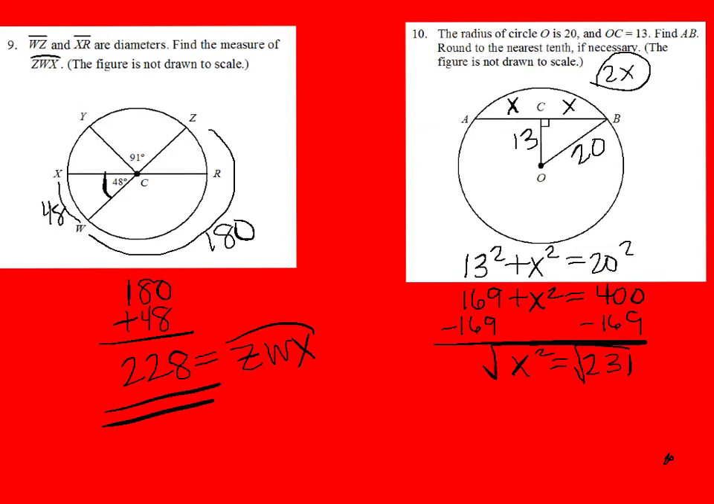So using my calculator, I get x is 15.19. So I'm going to round to 15.2. And then since I need to times it by 2 to get my answer at the end, times 2, I get 30.4. So 30.4 is our answer.